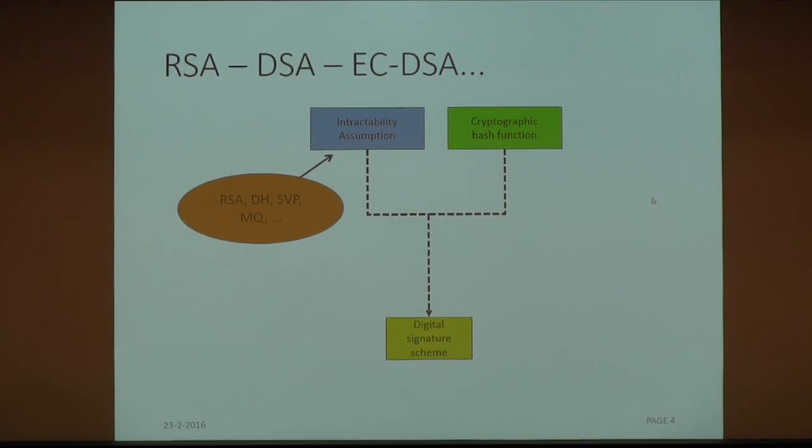If one of these 2 assumptions fails, either the assumption that the hash function is secure or the assumption that a certain problem is hard, then our scheme becomes insecure. And the nice thing about hash-based signatures is we get rid of this intractability assumption. So we do not need a second additional assumption besides the security of the hash function.